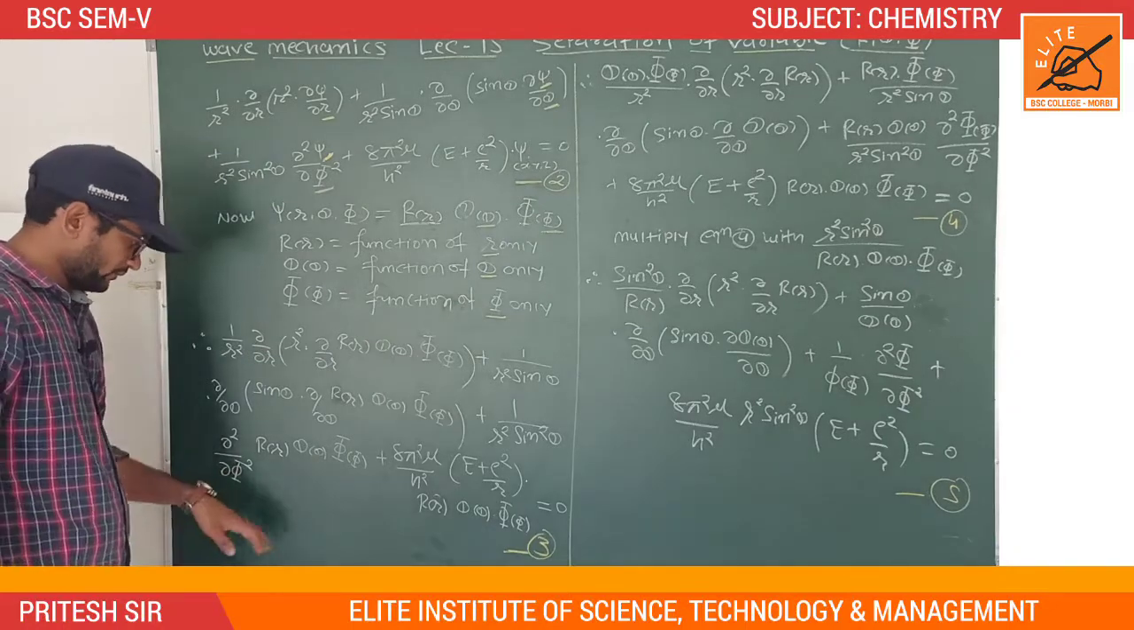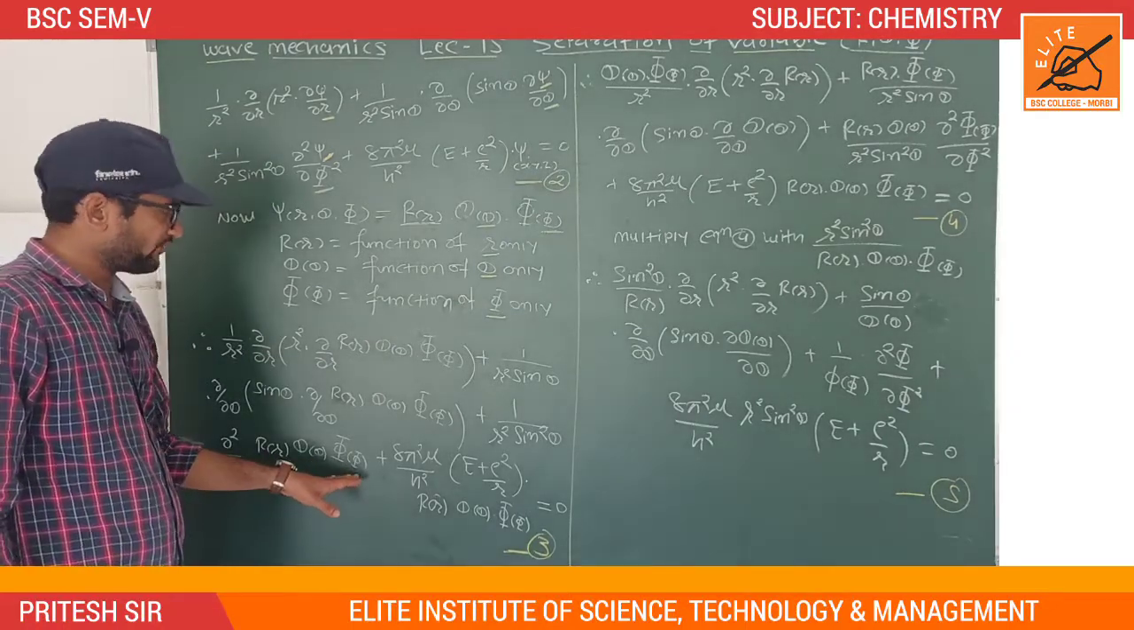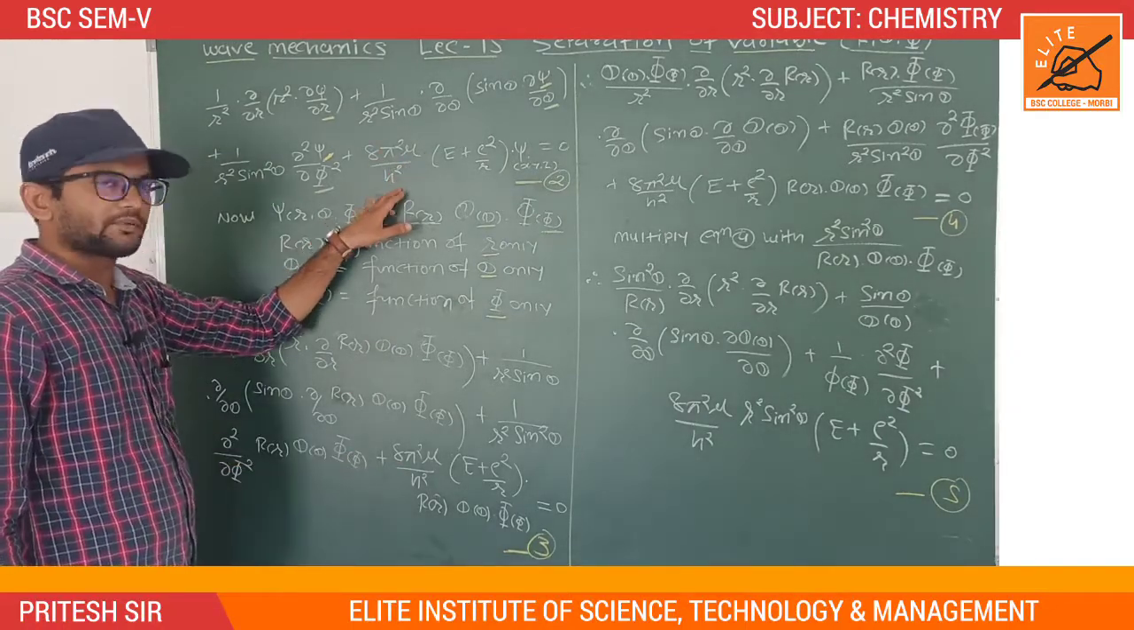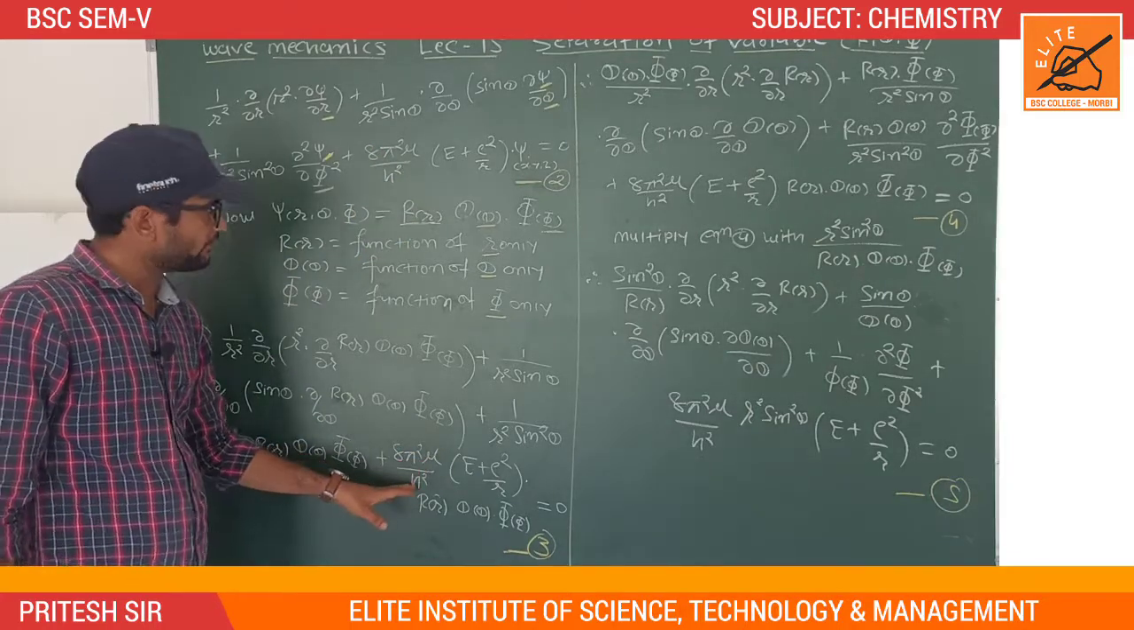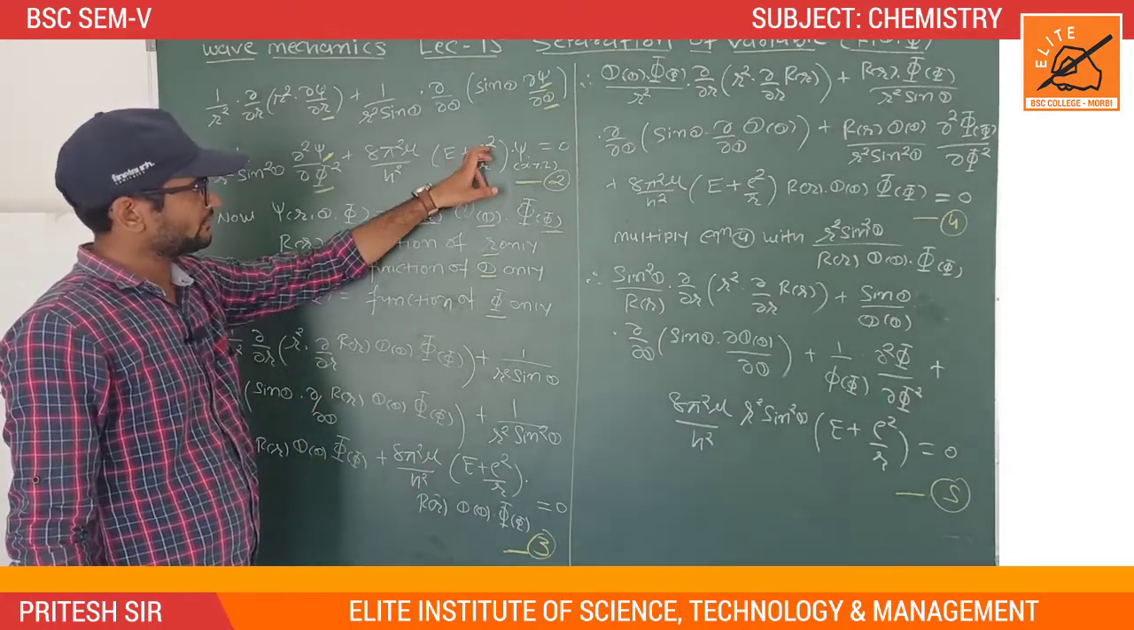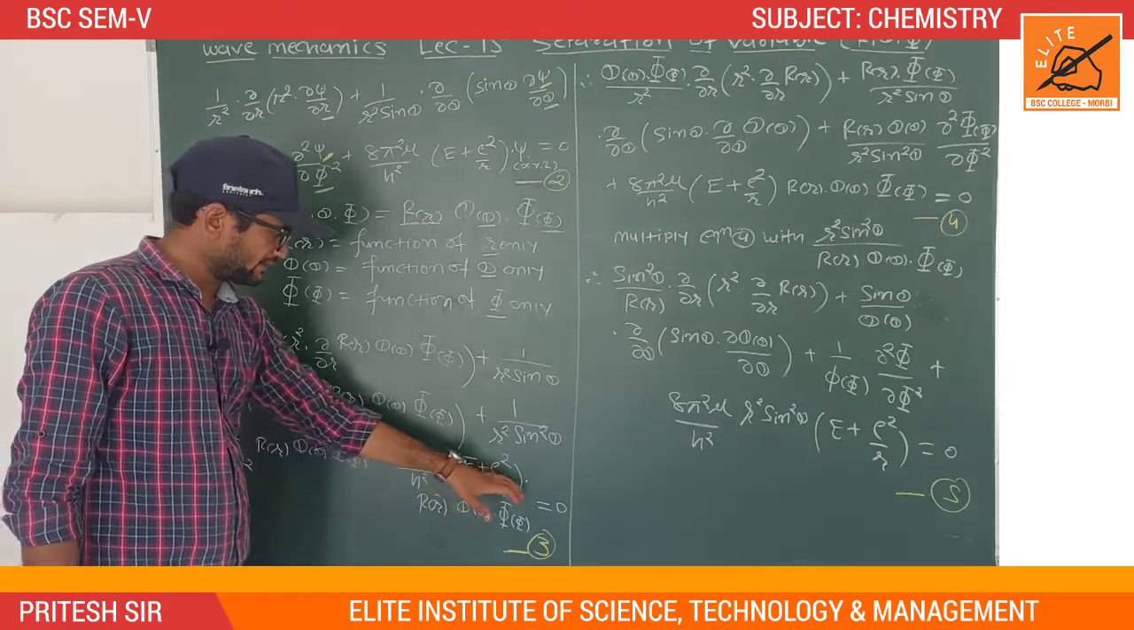Plus 8 pi squared mu upon h squared, E plus e squared upon r.